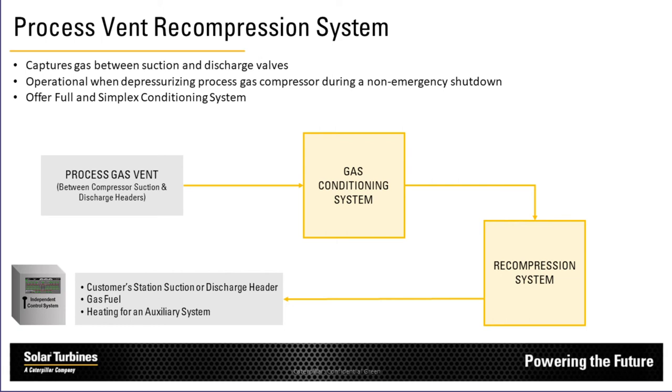Now, fuel gas can be used if you have a station running in an N plus one configuration and the other units are running at that time. But very commonly, what we see with our customers is that the gas will be sent to the suction or discharge header in this application. As noted by the line diagram here, we do have a conditioning system, and this is used to regulate the pressure appropriately for injection into the recompression system. Also, if sites have gas that is heavier in hydrocarbons, we have some conditioning there so that we don't impact the availability and reduce the maintenance cycle of the recompression system.